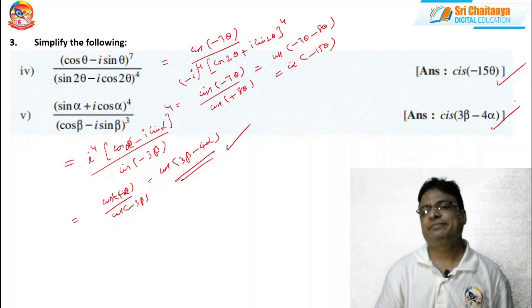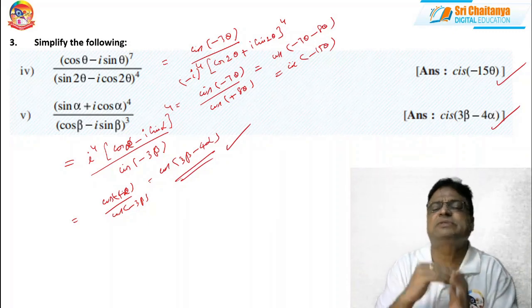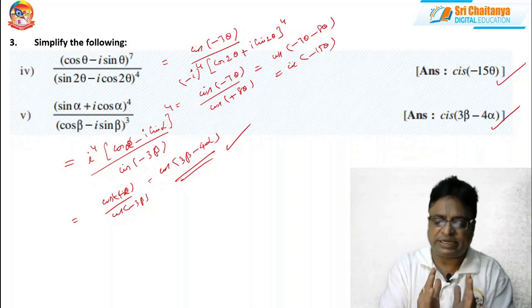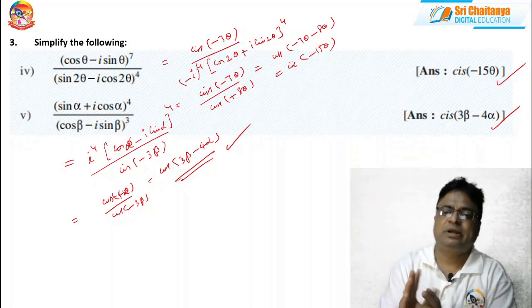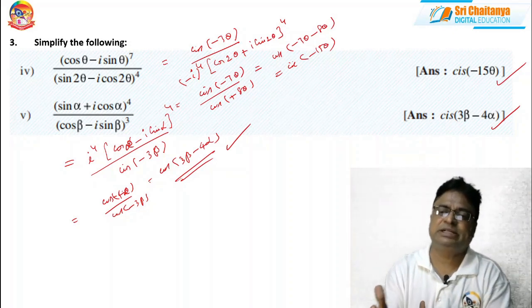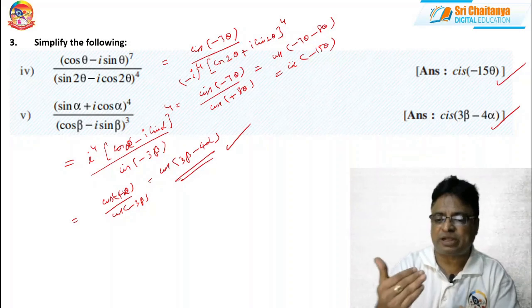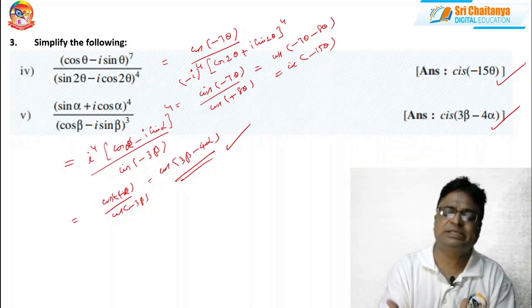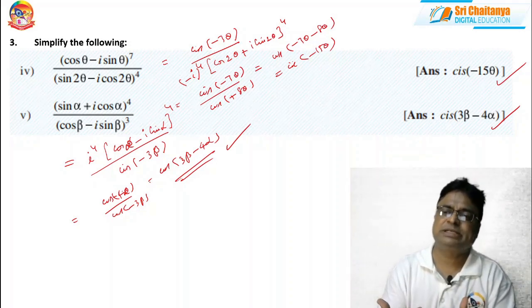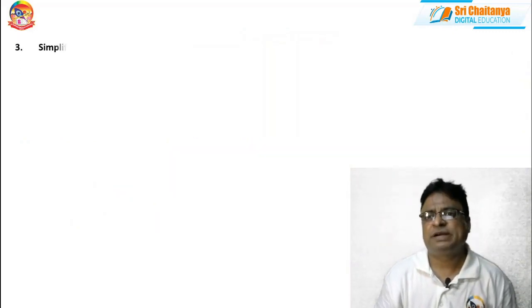I got the answer. So these are all simple, basic applications of the cis form. Cis theta means cos theta plus i sin theta. Cis theta whole power n means cos n theta plus i sin n theta, that is cis n theta. And cos theta plus i sin theta is equal to 1 by cos theta minus i sin theta, and cos theta minus i sin theta is 1 by cos theta plus i sin theta. They are reciprocals.